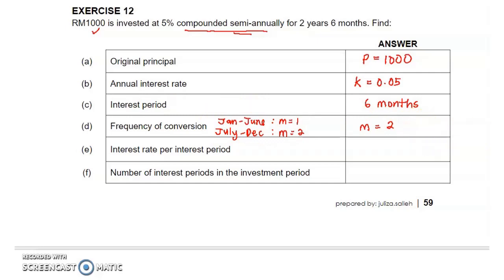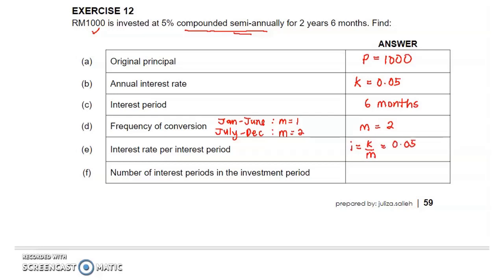Next, interest rate per interest period. Just now we had 5% as the rate for 1 year. Now the interest rate per interest period: the interest period is 6 months. If 1 year is 5%, how many percent is 6 months? This is actually value i. So how do we calculate i? k over m.